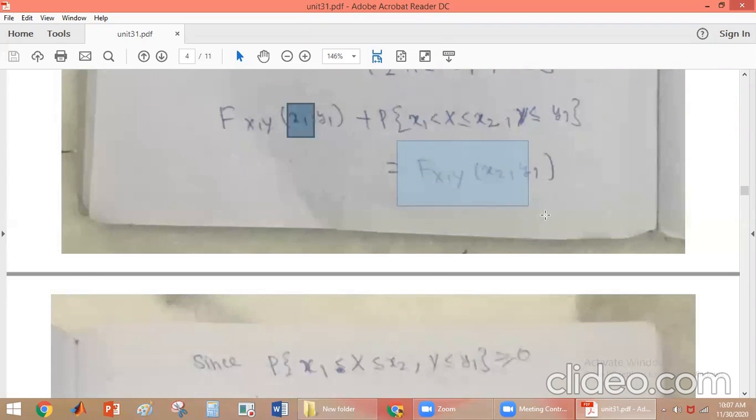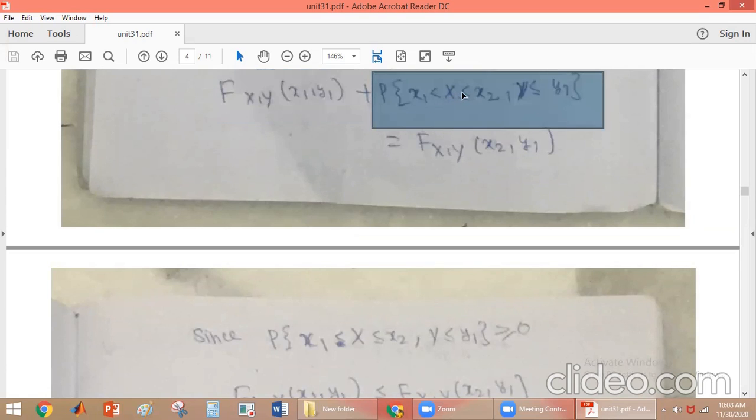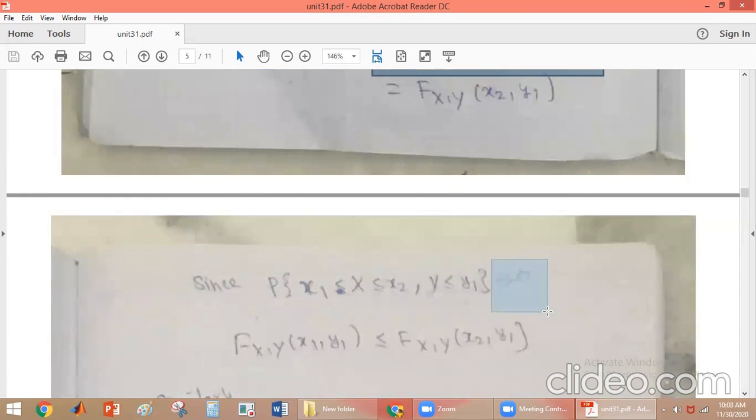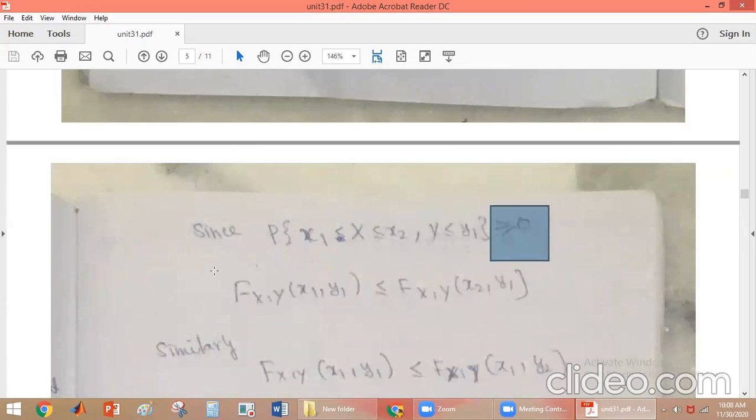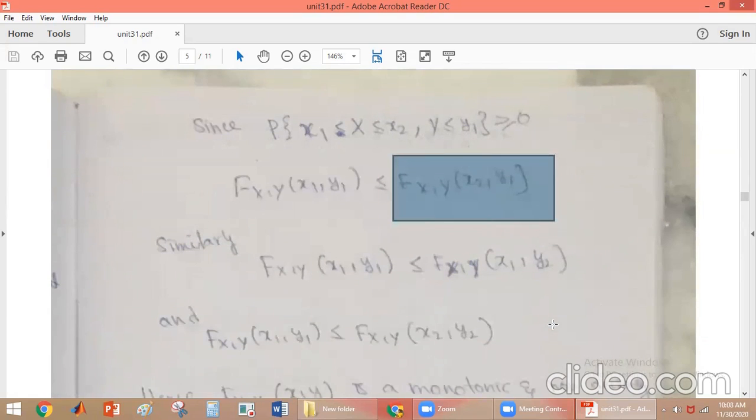So what is this value? This value is more compared to this. That is why the probability of x1 less than x less than or equal to x2, y less than or equal to y1 will always be greater than or equal to 0, because the joint distribution function at x1, y1 will be less than or equal to the joint distribution function at x2 and y1. Here we have increased the x range and kept the y range constant. We did not change the y range.